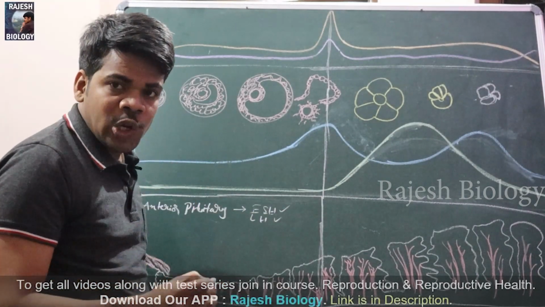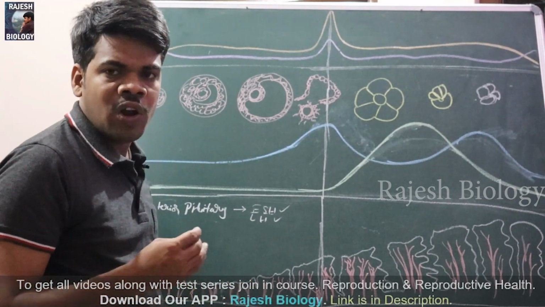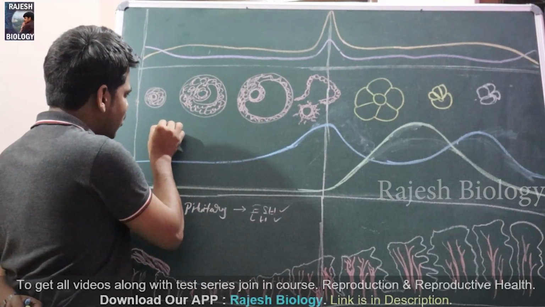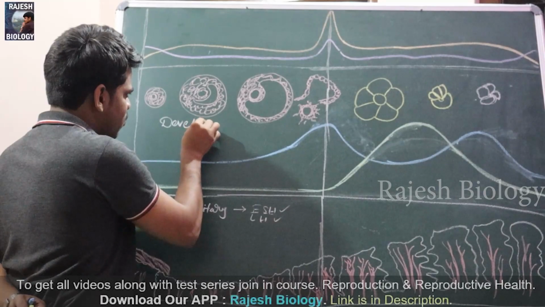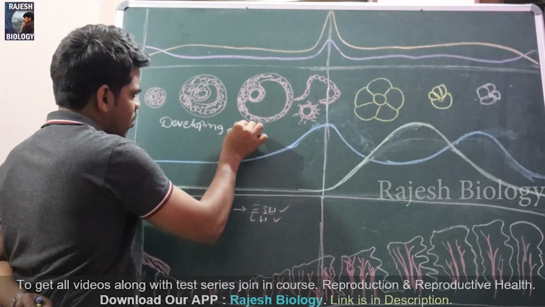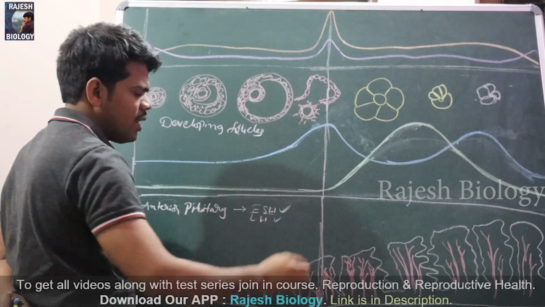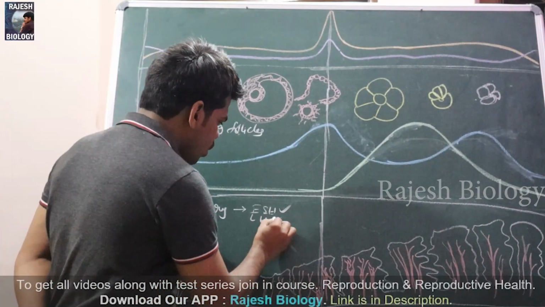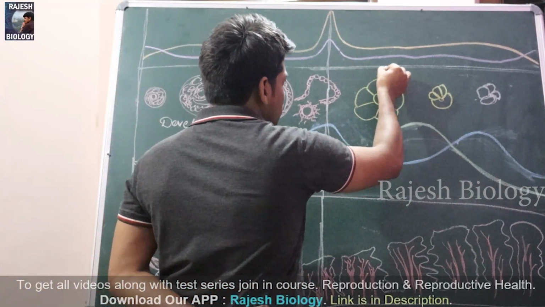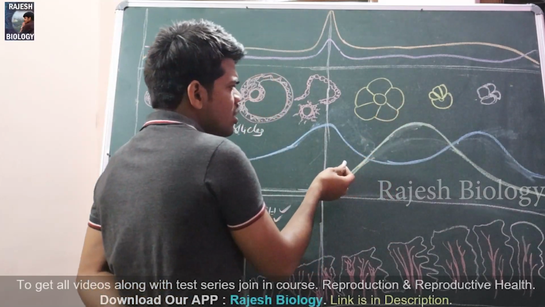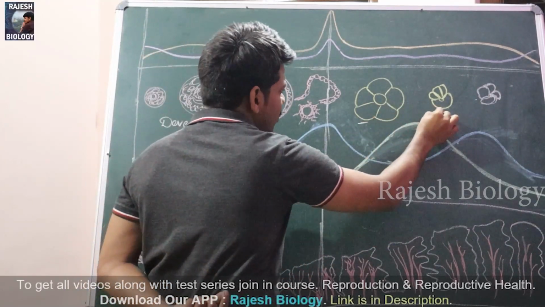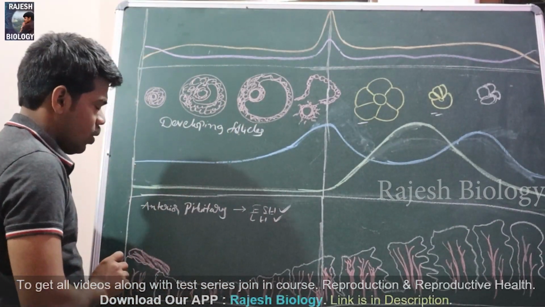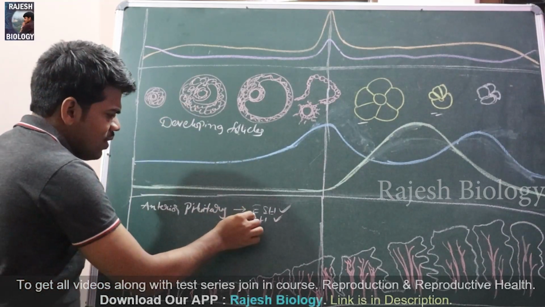FSH means follicle stimulating hormone. That means it helps in the development of follicles. The follicles are developed because of this FSH. Another hormone is called luteinizing hormone, which is going to stimulate the corpus luteum. So these two hormones are FSH and LH.